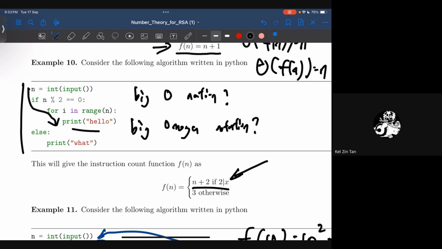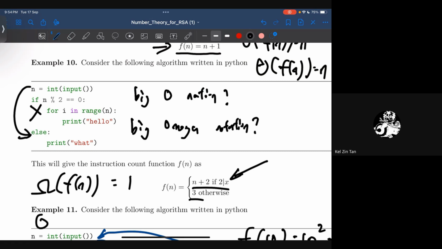But what is the big omega now? Yeah, omega is 1, because the best case is that we skip this part and just go directly to here, and that will only have 3 instructions. So this is the big omega notation. For this function, omega of f(n) is equal to 1, and O of f(n) is equal to n. Because of this scenario, we cannot write theta f(n), because the upper bound and the lower bound are not the same. So it is not defined.